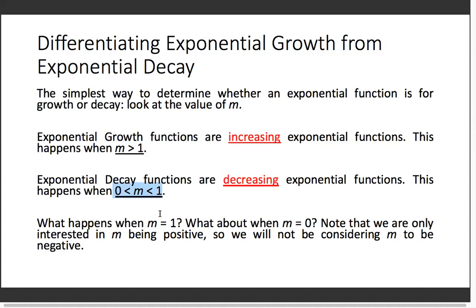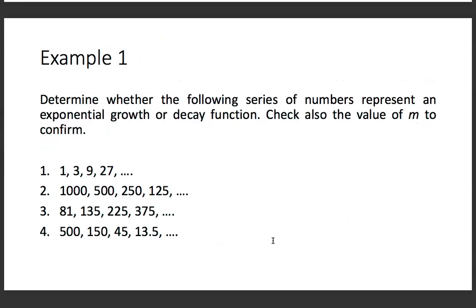But what if it's exactly 1? What happens? What about if m is equal to 0? What happens? Again, as I mentioned earlier, we are only interested in m being positive. So we will not go over the cases where m is negative. Let's now go to the next slide.